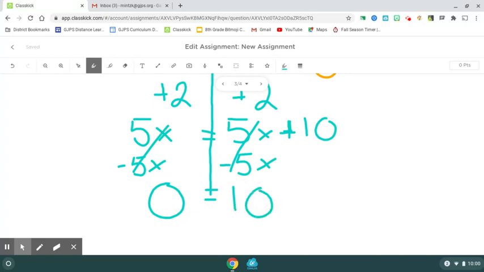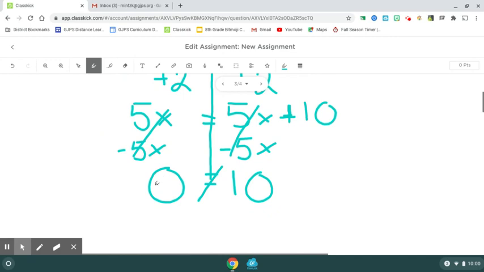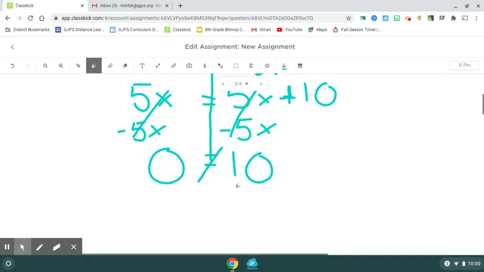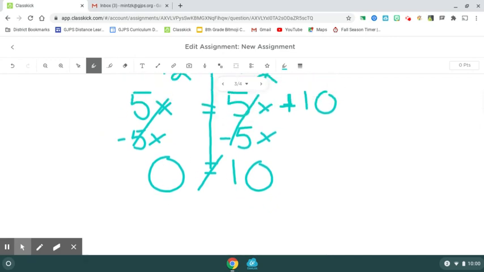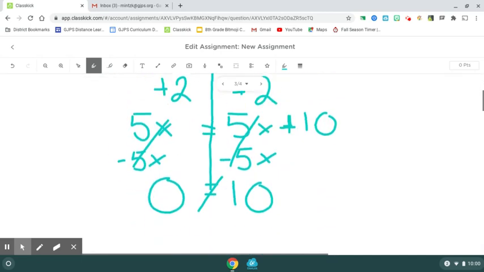0 on the left-hand side cannot equal 10, right? Those two numbers are not the same. They can never equal each other without like a variable, right? So therefore, this equation up here at the top has no solution because once we solved it out, 0 does not equal 10. So there is no possible solution that we could plug in for x up here to get a number. Okay.